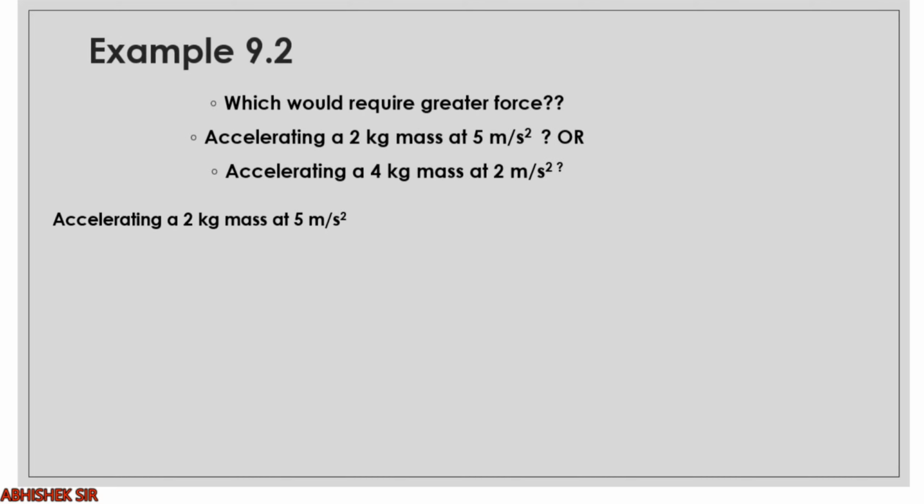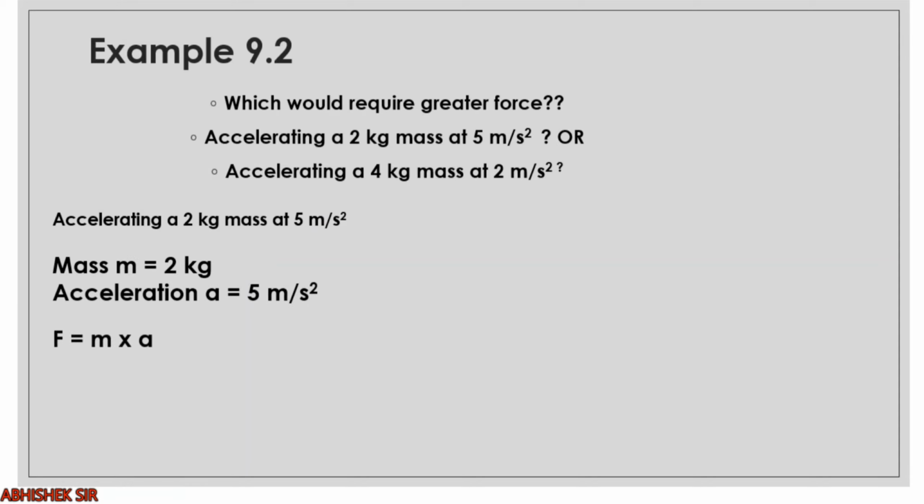Now, first case: accelerating a 2 kilogram mass at 5 meter per second square. We are finding force, right? So we will use F equals ma, as mass is given and acceleration is also given. So mass m is 2 kg, acceleration 5 meter per second square. According to the formula, F equals ma, 2 into 5, 10 Newton. So in the first case, the force required is 10 Newton.